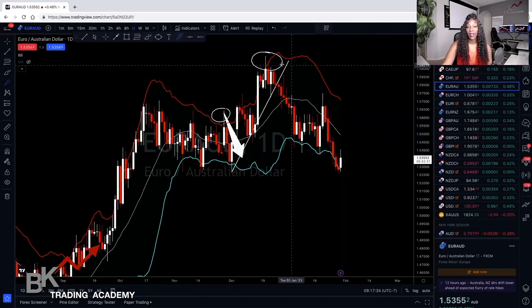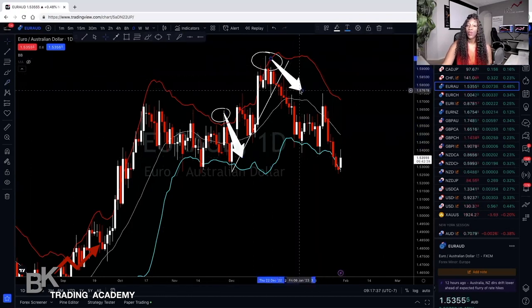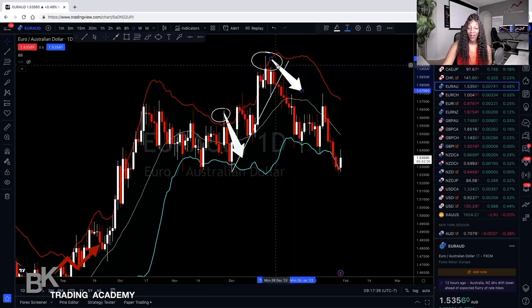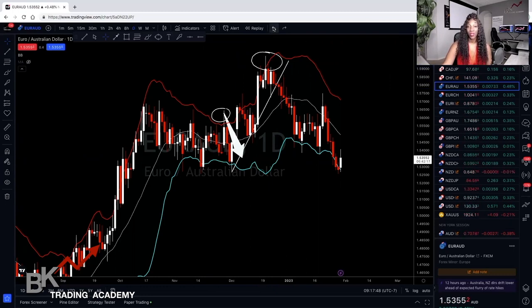It rejected and declined to the downside. So I like Bollinger Bands. They're very reliable and consistent. They're not 100%, and no indicator is, but they are a really good confirmation that you can use along with price action to help you get into a trade.